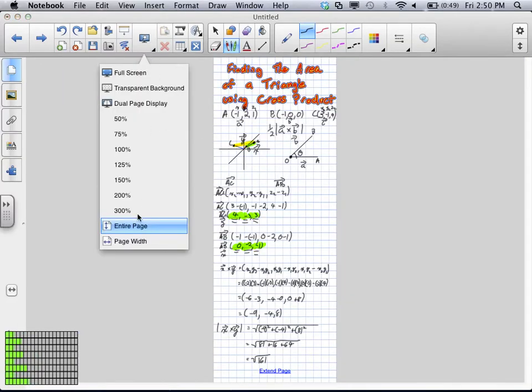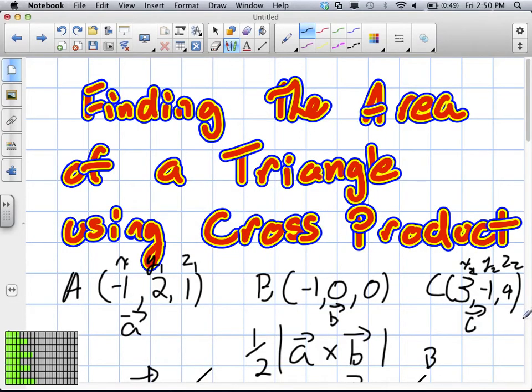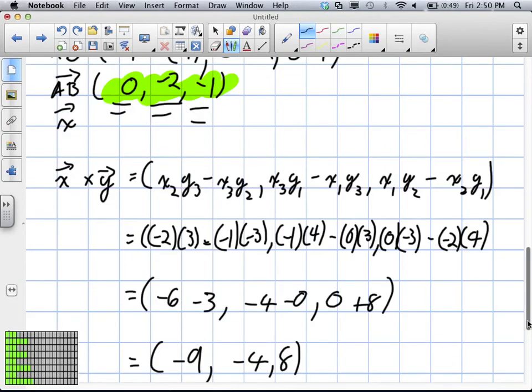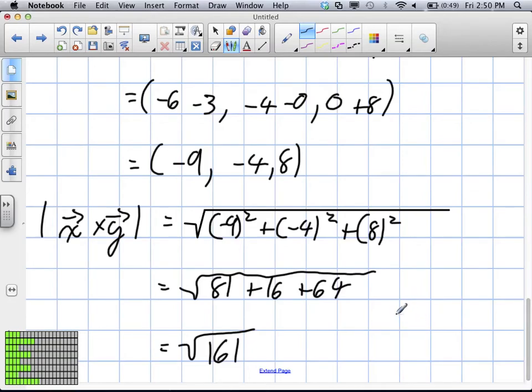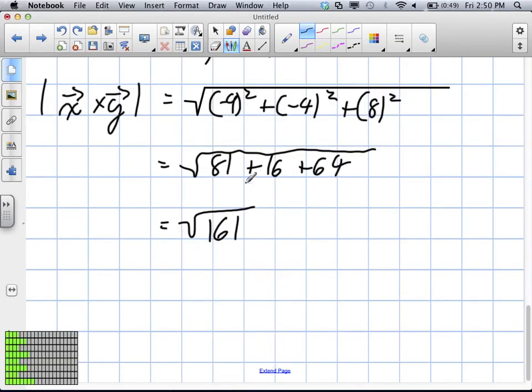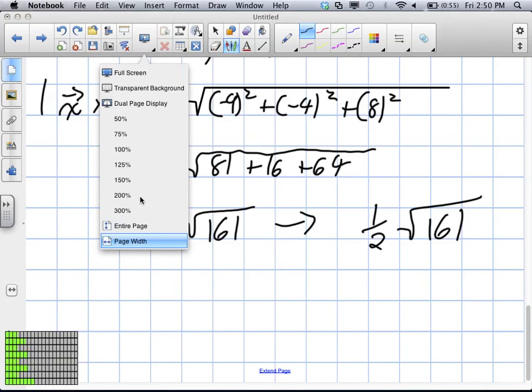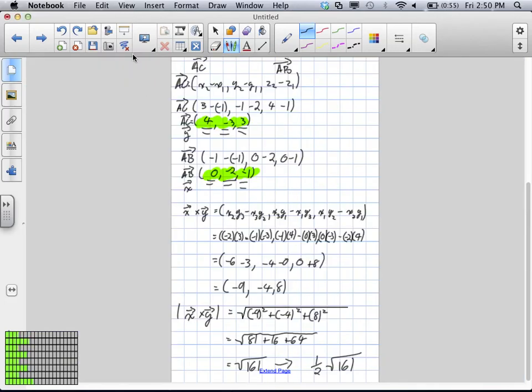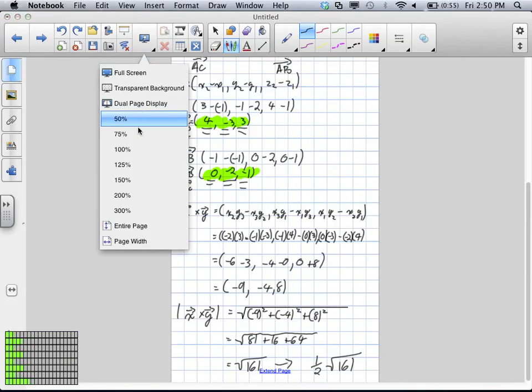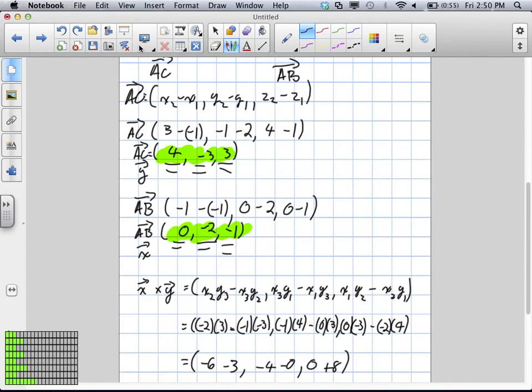Ooh, that's way too far. Are we done? Have we found the area of the triangle? Is it the cross product of those two? It's half of this. That's the area of the parallelogram. For the triangle, we'd have to multiply a half times the root of 161. Zoom out a little at a time here. No, I did that the opposite way. Oh, that doesn't make sense.